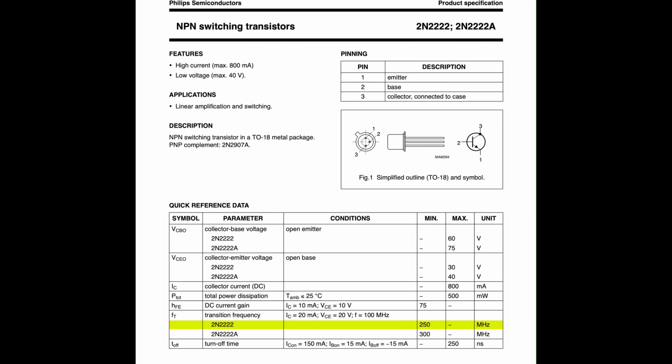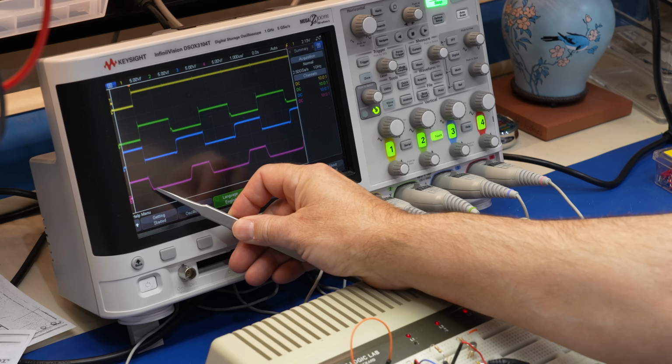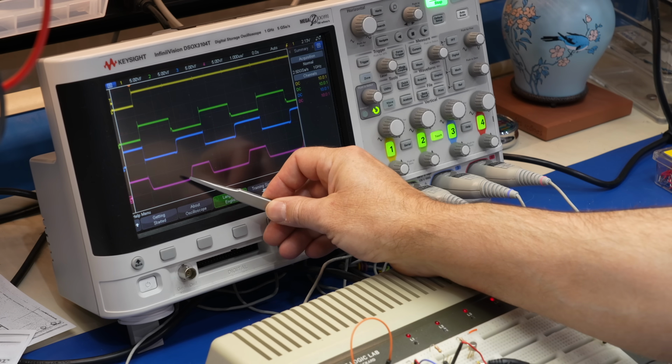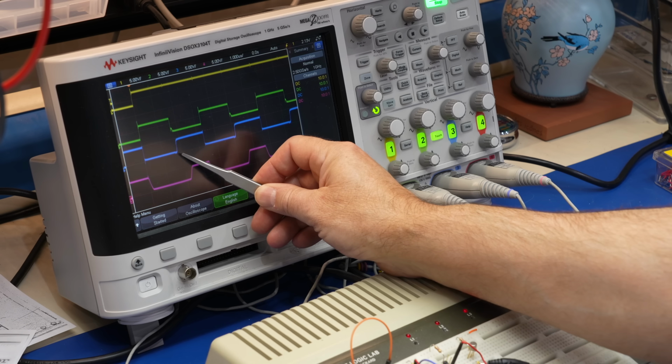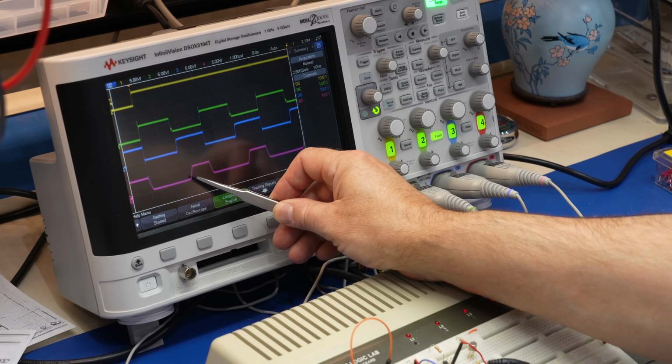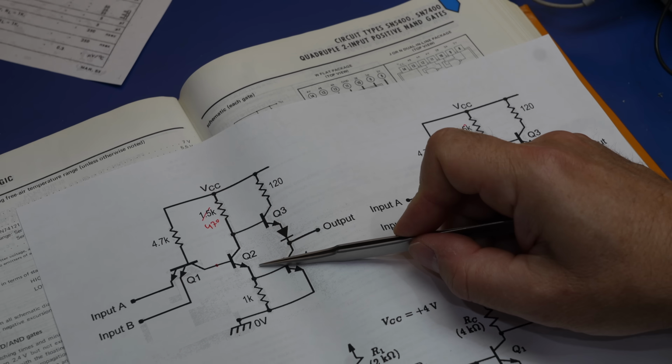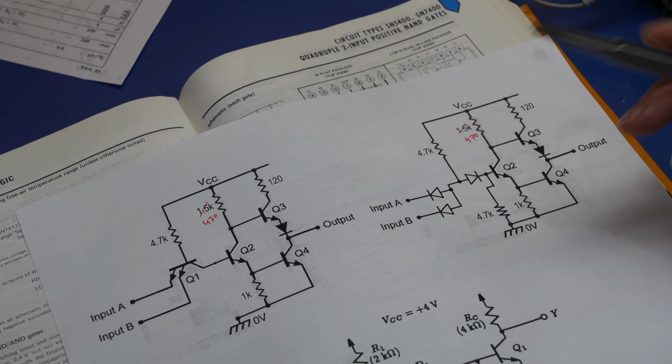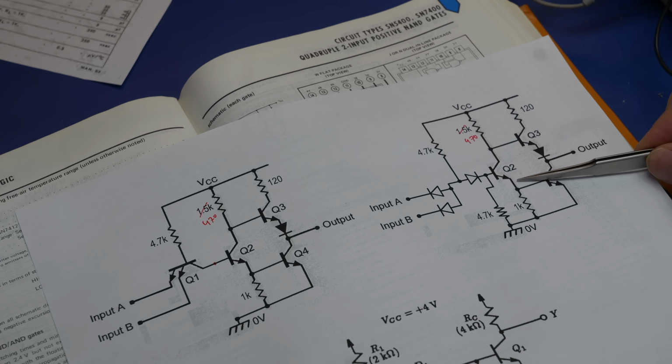Case in point again are 2N2222, quoted to a respectable 250 MHz, but with T off at 250 nanoseconds, you'd be lucky to get 2 MHz out of it in a switching application. And that's the huge delay we see in our DTL gate. The genius of the TTL gate is to get around that issue in a very clever way. The TTL circuit is so much better at getting the transistor out of saturation than the DTL.